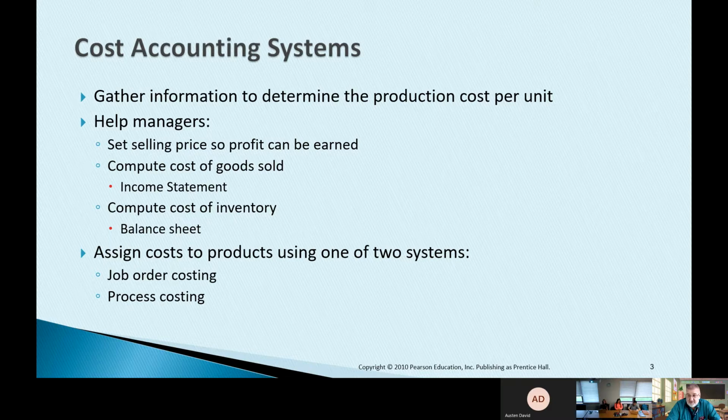Things that go into it: we've got to compute the cost of goods sold. That goes into our income statement. We're going to compute our cost of inventory. That's on our balance sheet. Okay. And then we look at, well, how are we going to assign these costs? And this is the big thrust of today's assignment. Is it a job order cost or is it a process cost?